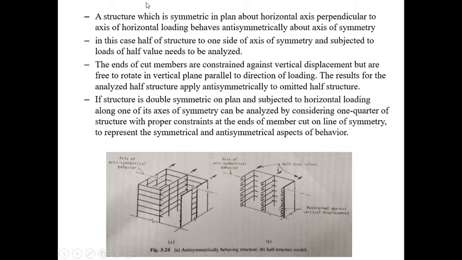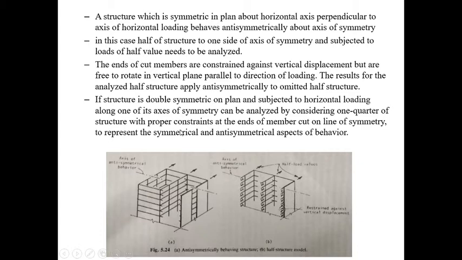Next is when a structure is symmetrical in plan about the horizontal axis perpendicular to the axis of the horizontal loading. So this is the horizontal loading and this is the perpendicular axis of symmetry. So this is the anti-symmetrical case. This is called the axis of anti-symmetrical behavior, since the horizontal loading is perpendicular to it.